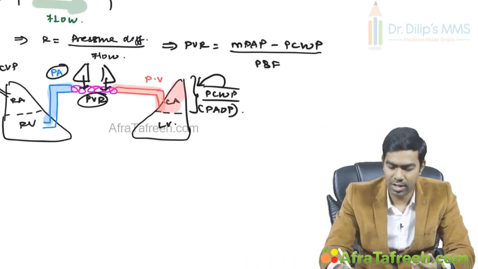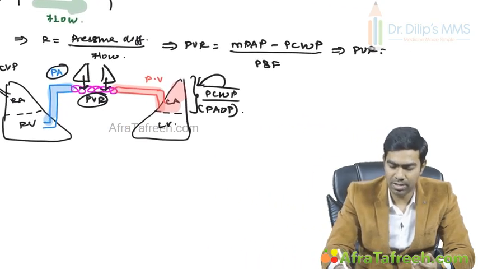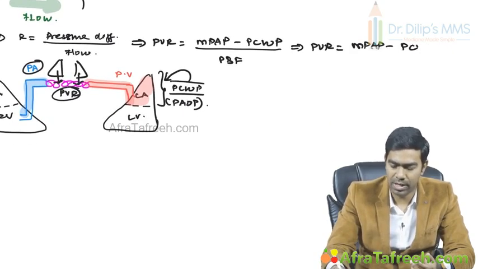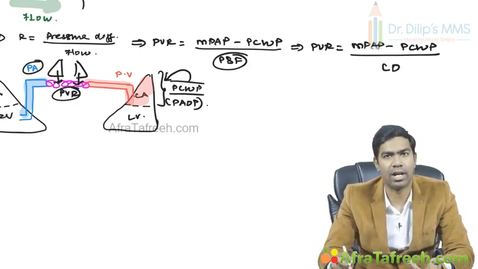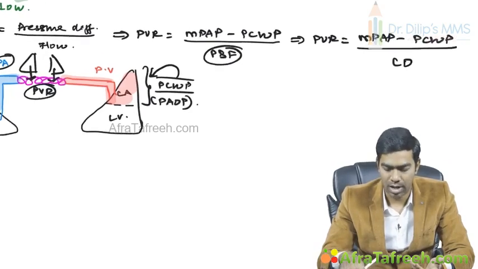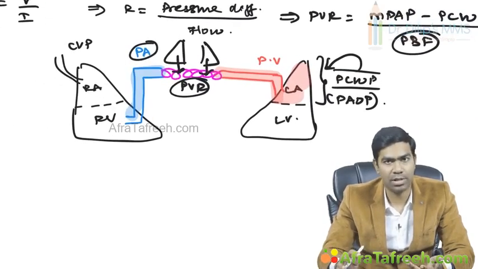Again you can rewrite this formula telling pulmonary vascular resistance is equal to mean pulmonary artery pressure minus pulmonary capillary wedge pressure divided by the cardiac output, because the pulmonary blood flow must be equal to the cardiac output. As simple as that. Whatever is coming from the other side, it should be equal to the cardiac output. That's all.